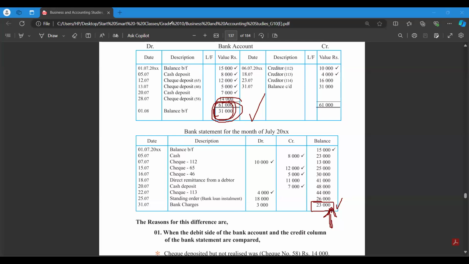What some students think is that they should start with 15,000. This 15,000 looks alike, but this is not what we have to compare. We have to compare the final balance. How much is the difference? Can someone tell me how much is the difference between the bank account and the bank statement?